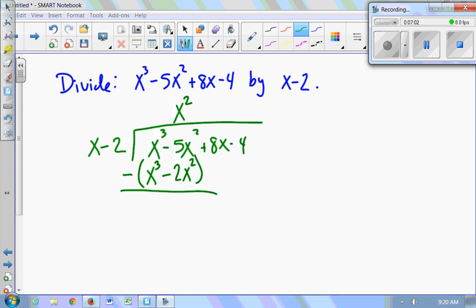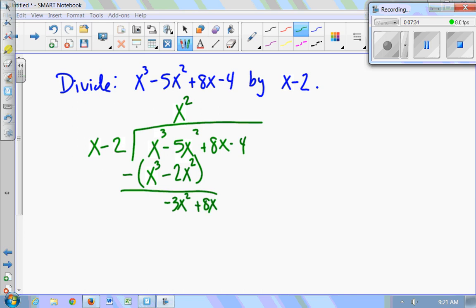And a really common mistake is to do negative 5x squared plus negative 2x squared and write negative 7x squared here. Really common. But this minus with the parentheses is to remind you to distribute that negative sign. So this is really negative 5x squared minus negative 2x squared. And minus and negative is the same as adding. So that becomes negative 3x squared. And then just bring down the 8x.